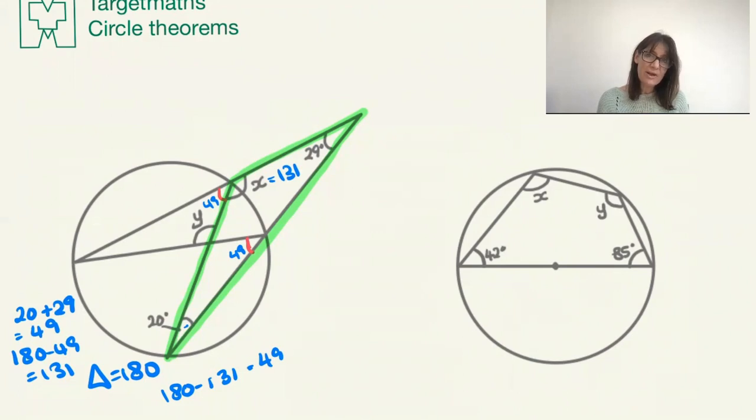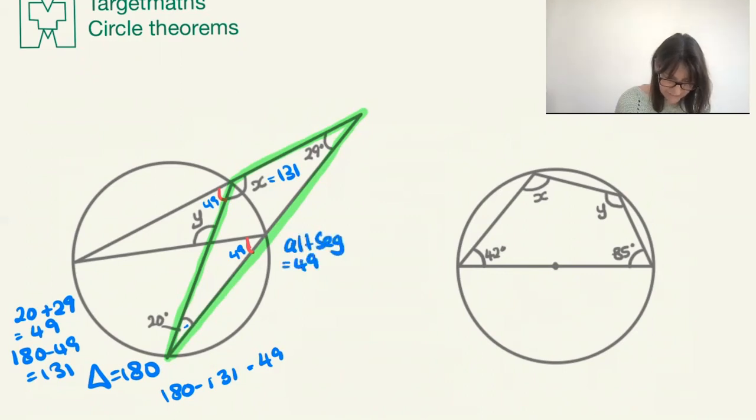So I'm going to use this 49 here to help me, because I can see a triangle and I've got 2 pieces of information, which is going to help me find this one, which is opposite my Y. So I am using this one. I know this one because of the alternate segment. So I'm going to write that down. Alternate segment has helped me get that 49.